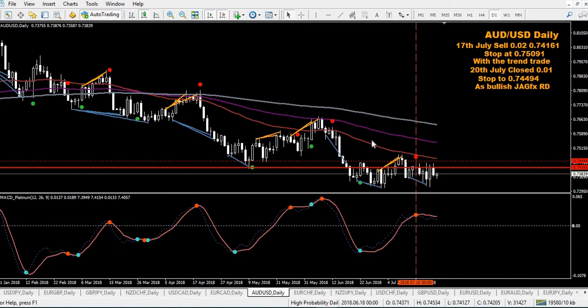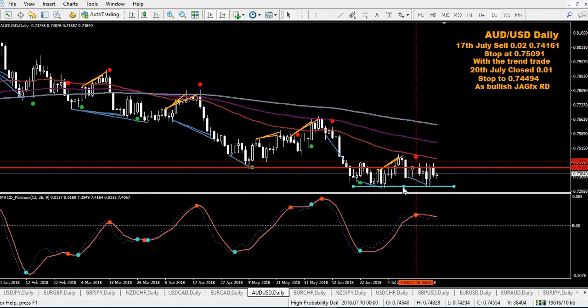Aussie USD in a sell here. In here, already closed out half. It's sideways again. It's been going sideways for a while. Closed out half. Got a tight stop in place, that red dotted line. And look at JAGfx, bullish JAGfx RD. You could probably even make an argument that it's forming a base along there, which I would say it is.